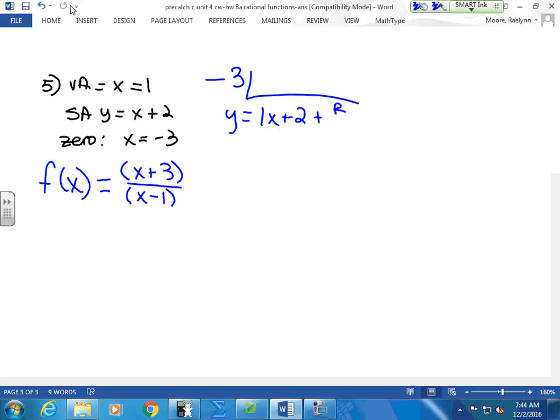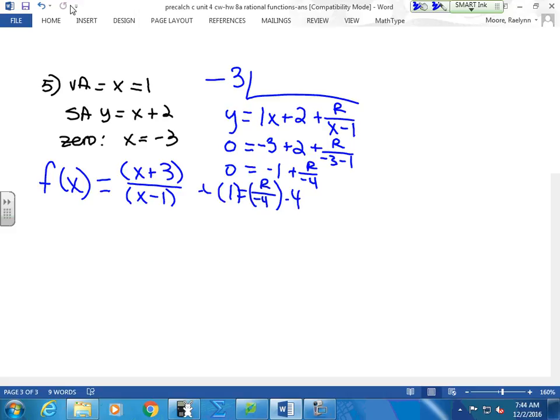Okay, so she's using her synthetic division, because that gave her her slant asymptote. Did everybody see what she did? She plugged in the point negative 3, 0. That's okay. You're doing very well. Thanks.